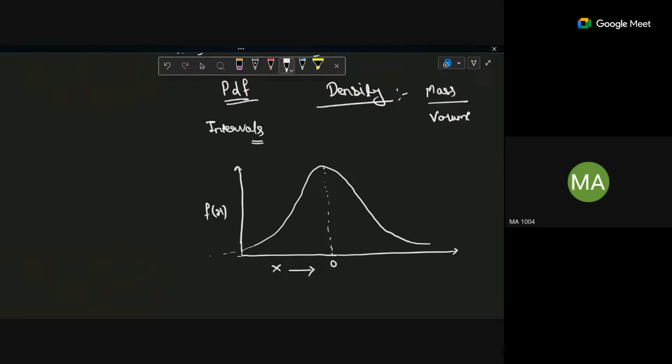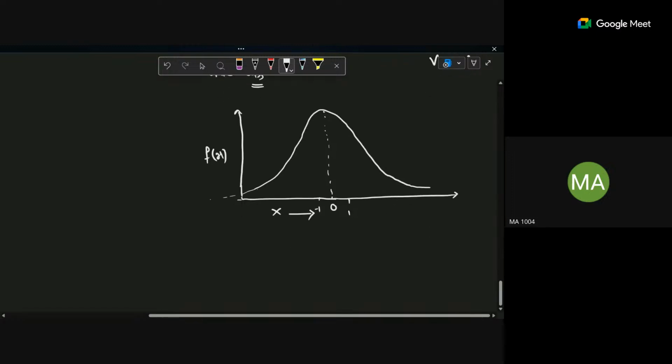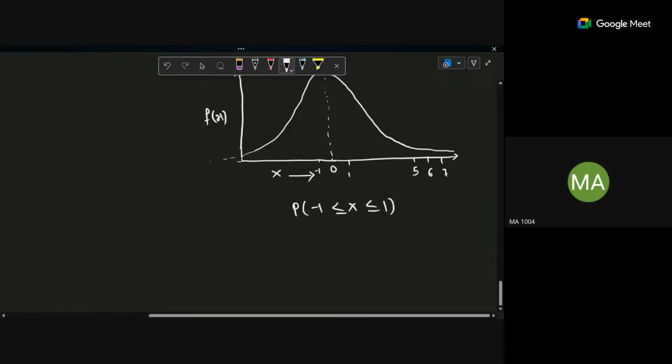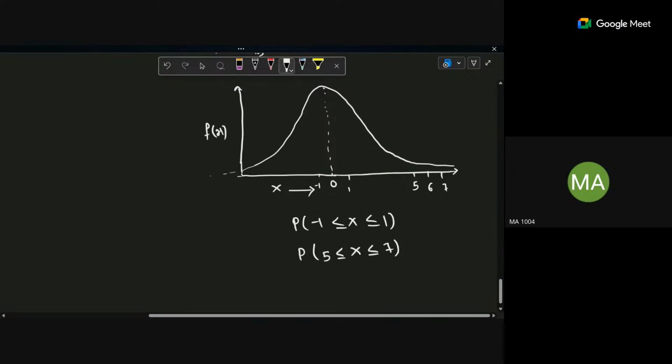Now, with this diagram, let's say 1 is here and -1 is here. Just tell me by looking at the graph only, and here is somewhat, let's say 5, 6, and 7. Like it's an observation. Just try to observe and tell me, if I want to calculate the probability that x is lying between -1 to 1 and the probability that x is lying between 5 to 7, what can you observe from this particular graph?